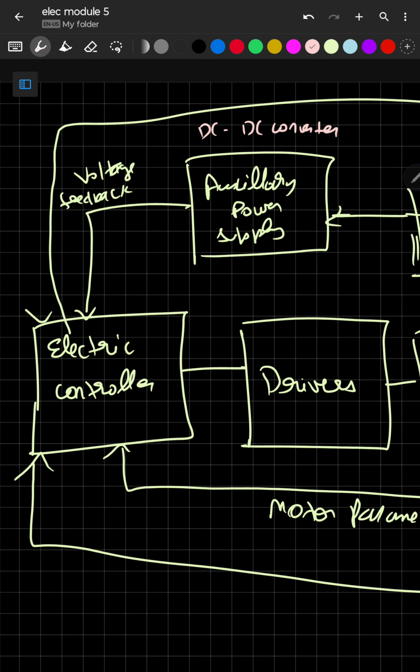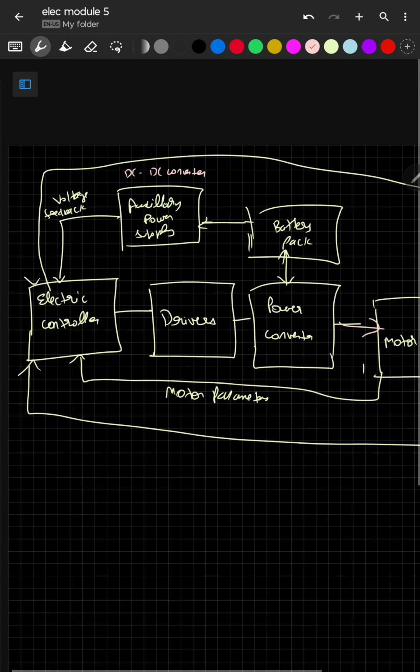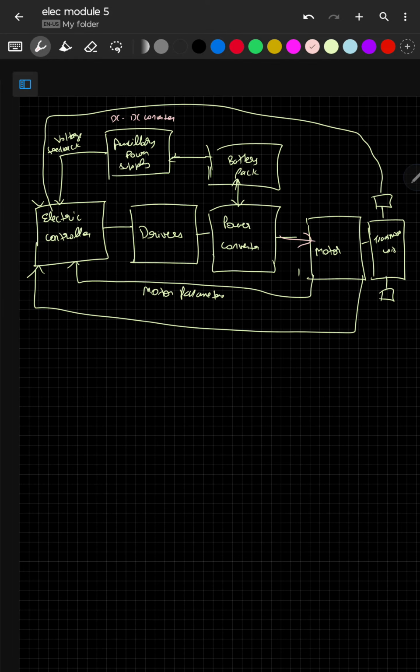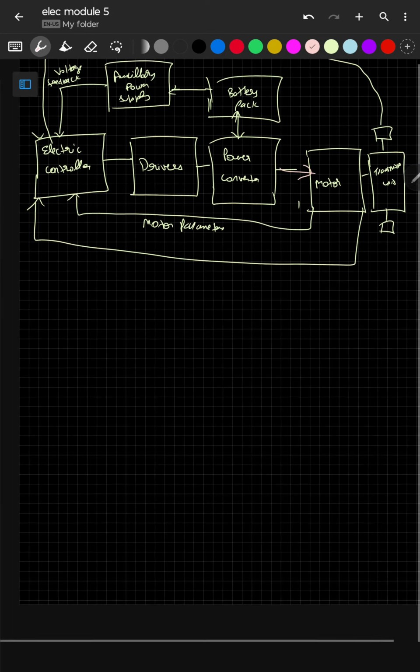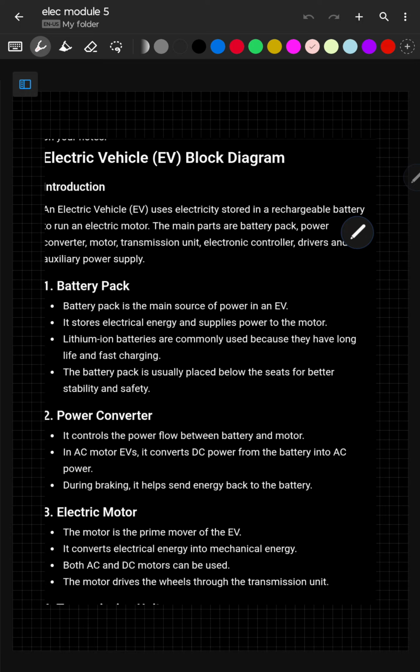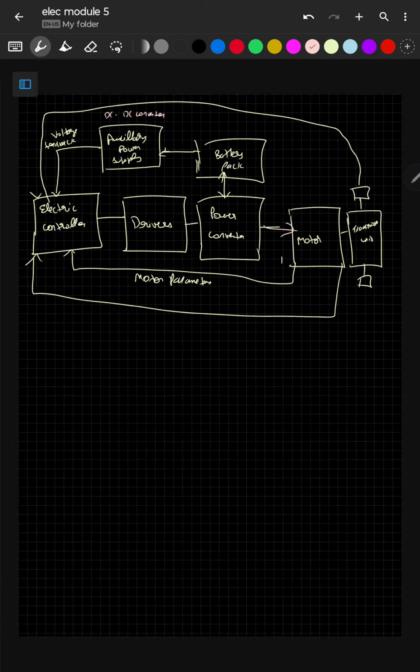So basically, optimization and estimation is done by the electric control unit. This is what I have explained in my own words. Now I've also got some material content which will help you understand better. An electric vehicle uses electricity. Working also I'll explain to you.